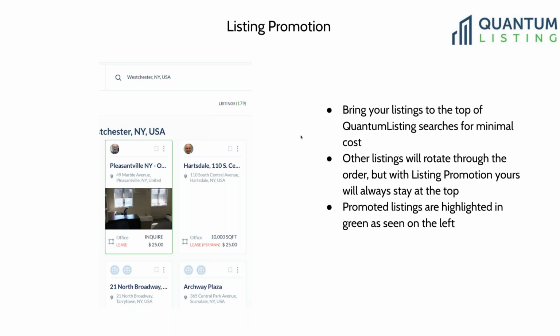If there are more than 6 listings that are promoted in a particular vicinity, they rotate through the order, but those listings always come to the top. The way you know if a listing is being promoted is you'll see a green border around that listing, and that indicates that it's a promoted listing.